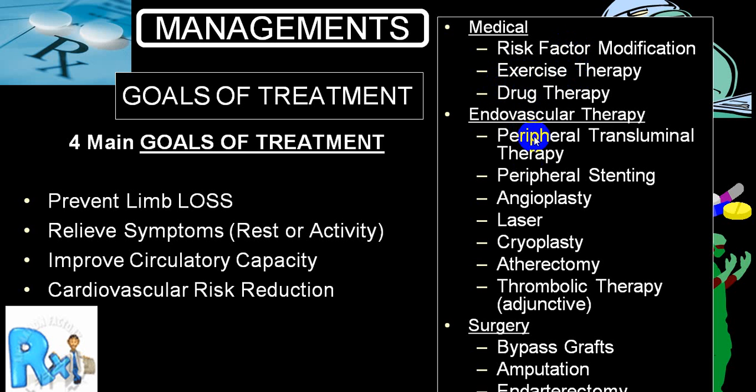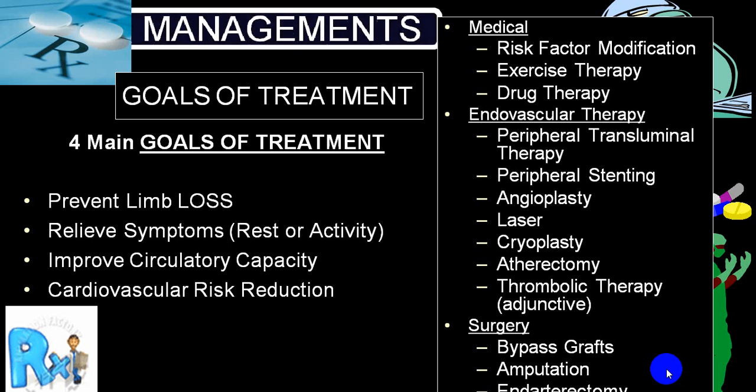As far as endovascular therapy is concerned, transluminal, stent, angioplasty, laser, cryo, atherectomy, or thrombolytic, what we call as a thrombolysis, or you can combine thrombolysis with combination of this mechanical, etc. And when that does not work, you might have to go for bypass grafting, or it may end up with amputation. In some condition, atherectomy may be of great help.